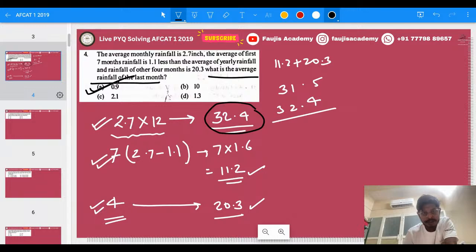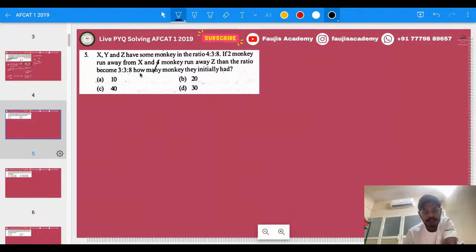Rainfall is measured in terms of inches. And the instrument that we use to measure it is nothing other than your rain gauge. This is an easy question.